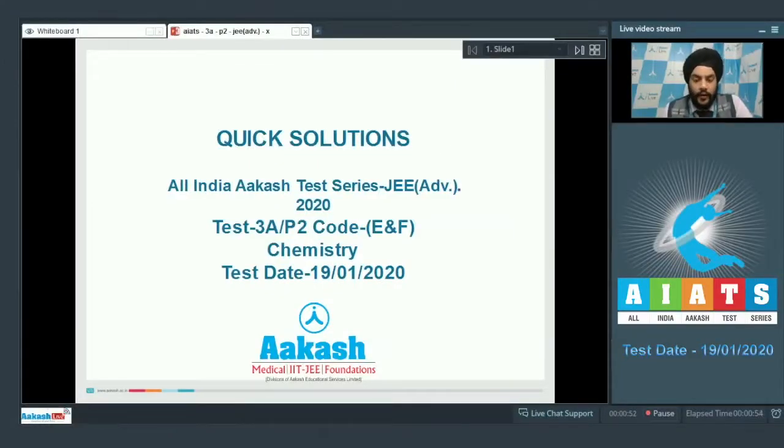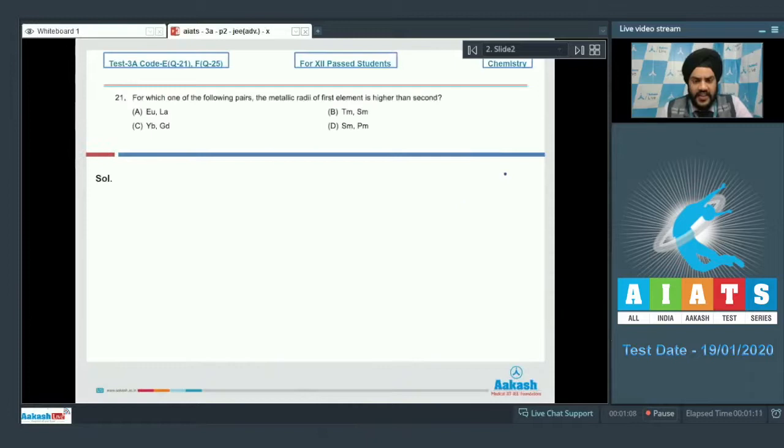Hello everyone, today we're going to discuss the quick solutions to the chemistry section of All India Akash Test Series JEE Advanced 2020 Test 3A Paper 2 Code E and F. So students, the first section contains 5 questions. Each question has 4 options, out of which only one single option is correct.